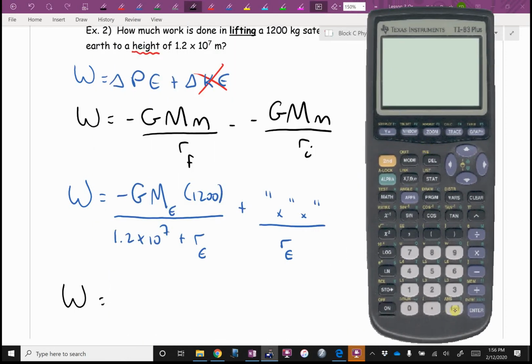So carefully type in negative 6.67 times 10 to the negative 11 times 5.98, scientific notation, 10 to the 24th, times 1200 divided by bracket 1.2 scientific notation 7 plus 6.38. Now, you want your formula sheet in front of you to lift all these numbers from. And if you hit enter, you should get negative 2.60413 times 10 to the 10th.